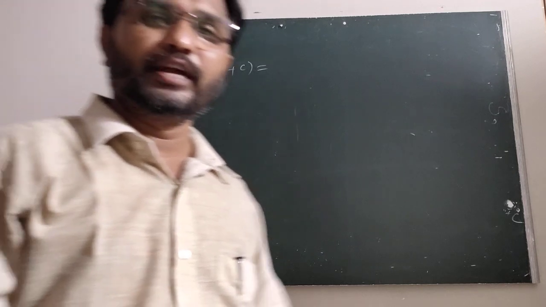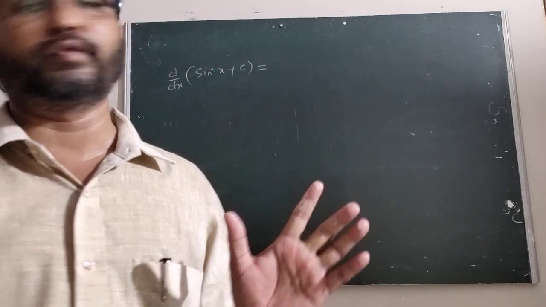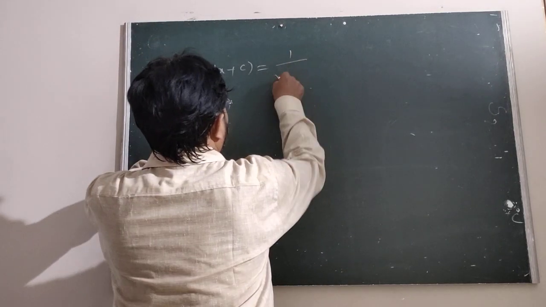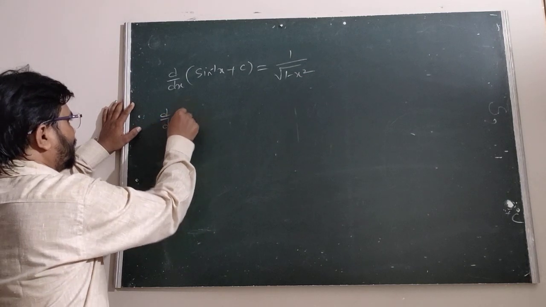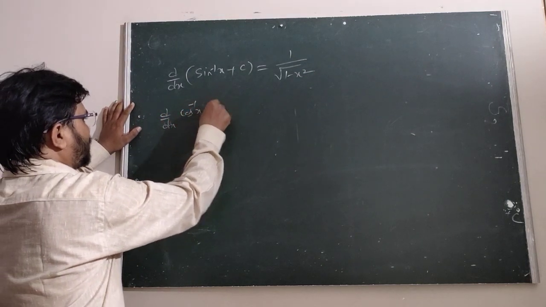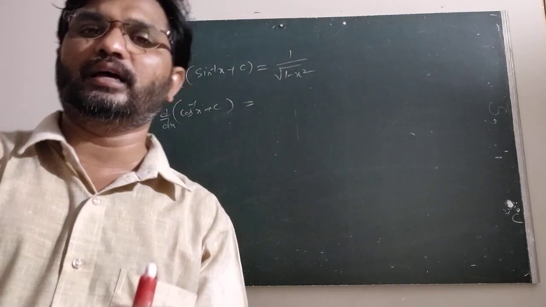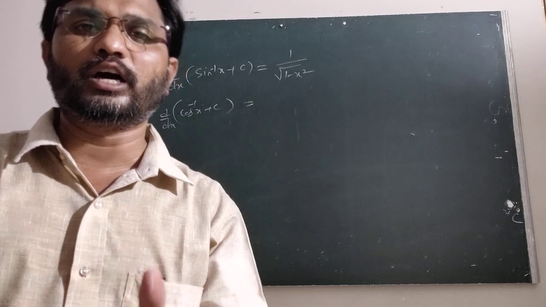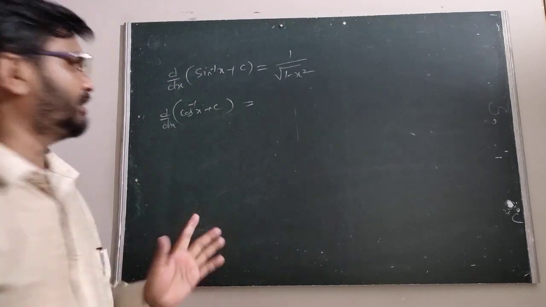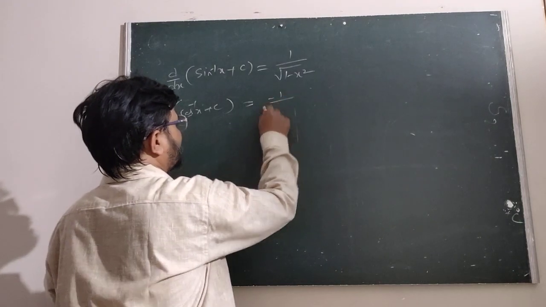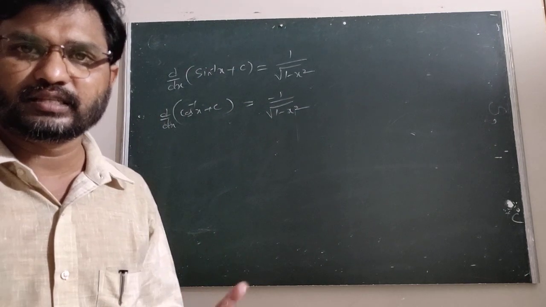We know that the derivative of sin inverse x is 1 upon root of 1 minus x square. Now the d by dx of cos inverse of x plus c. We know that the derivative of cos inverse of x is minus 1 by root of 1 minus x square. The derivative of the constant is 0.